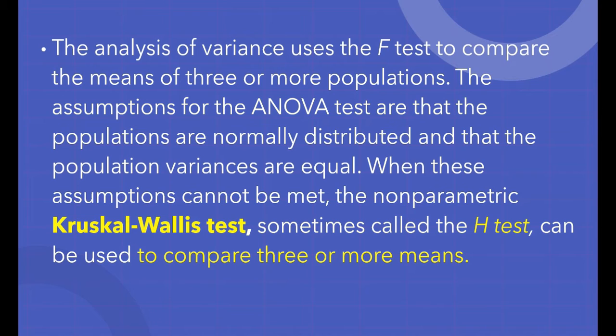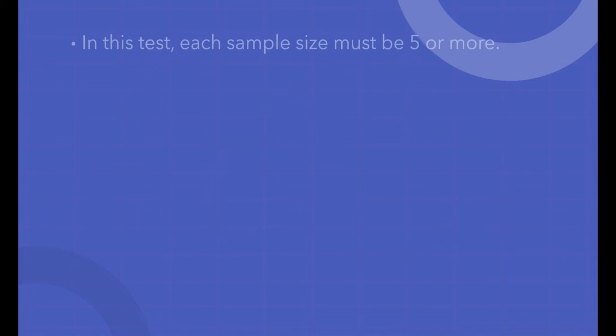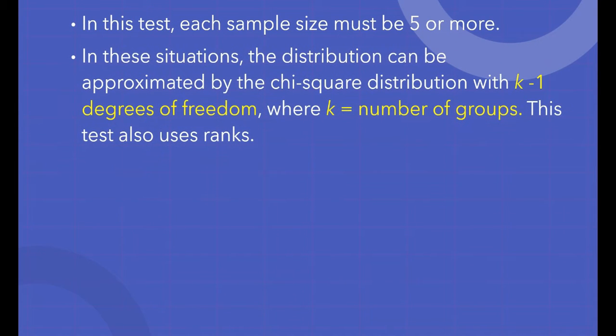So, we use the Kruskal-Wallis test to compare three or more means when the populations are not normally distributed and when the population variances are not equal. In this test, each sample size must be 5 or more. In these situations, the distribution can be approximated by the chi-square distribution with k-1 degrees of freedom, where k is equal to the number of groups.